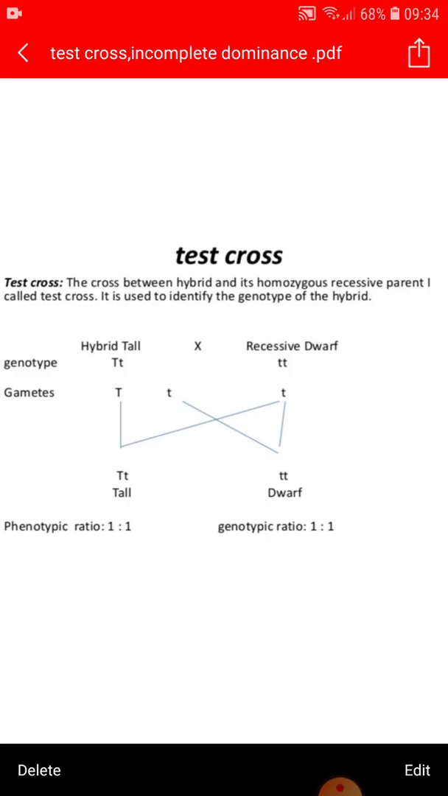Homozygous means both are having recessive alleles. Homo means same. So when we cross the F1 generation with the homozygous recessive parent, this is called a test cross.